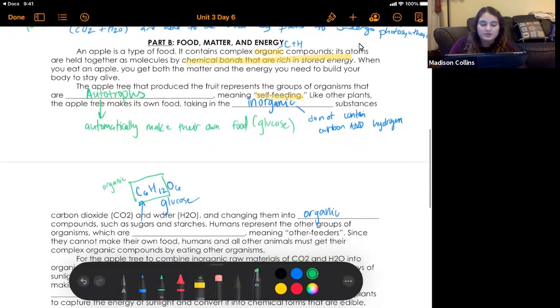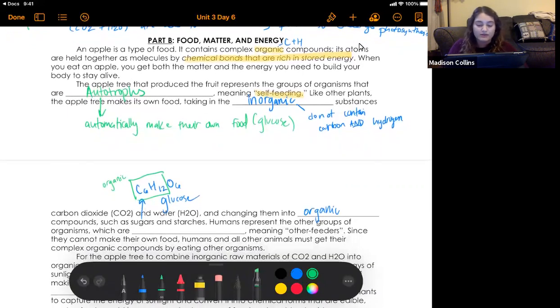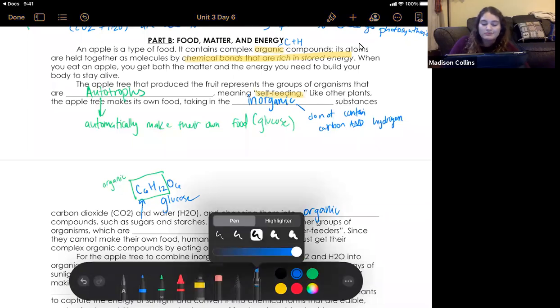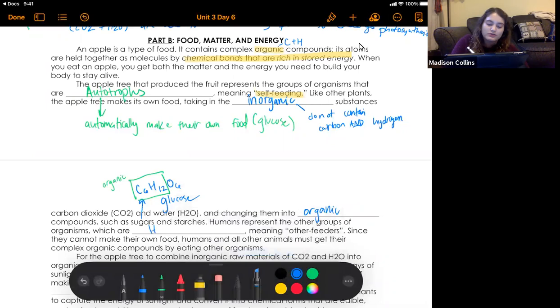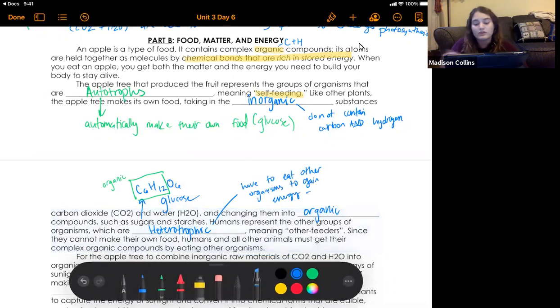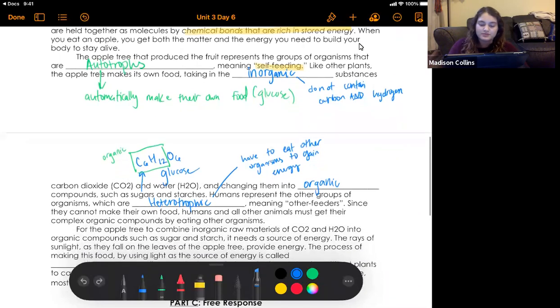Humans represent the other groups of organisms, which are blank, meaning other feeders. So humans aren't autotrophic. Humans are actually what we call heterotrophic. And this means that we have to eat other organisms to gain energy. So we cannot create our own food. I mean, you can go into the kitchen and cook, but your body's not actually producing glucose that it needs to survive. So we have to eat other organisms to gain energy. All right, so heterotrophic means other feeders.